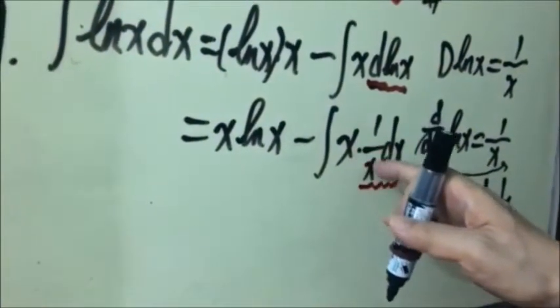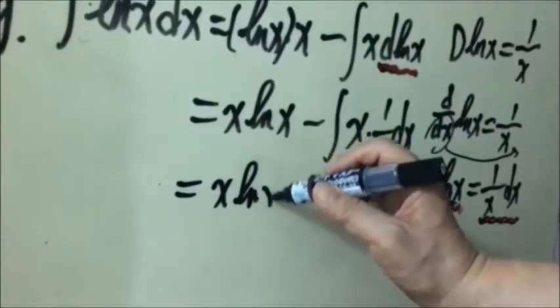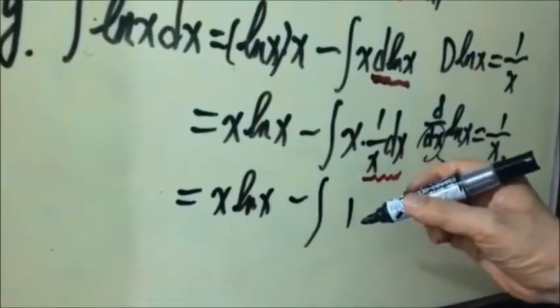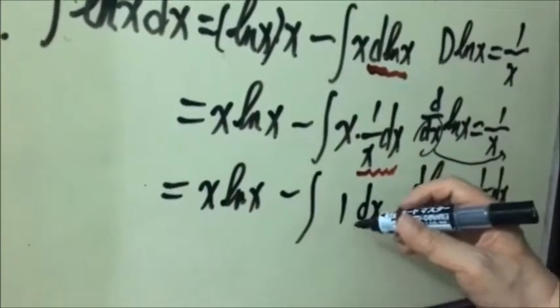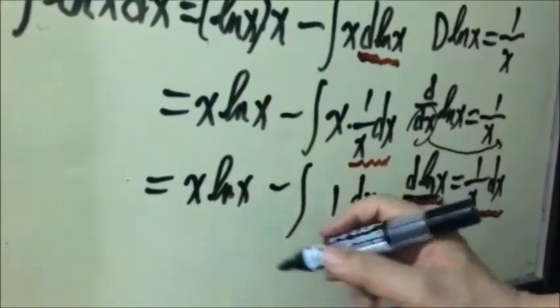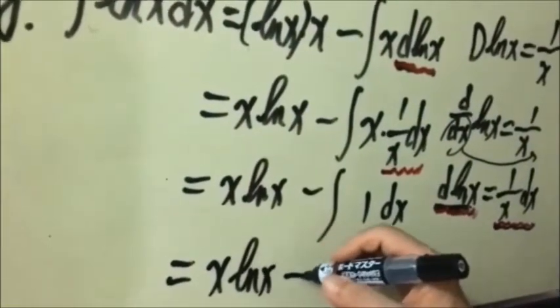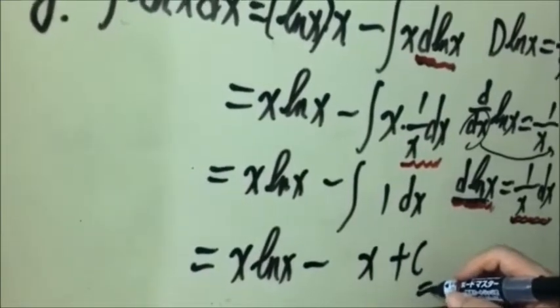So the problem is solved. Why is that? Because the x cancels. So the integrand in the integral is only 1, and 1 is a constant. The integral of a constant becomes x. So the problem is solved.